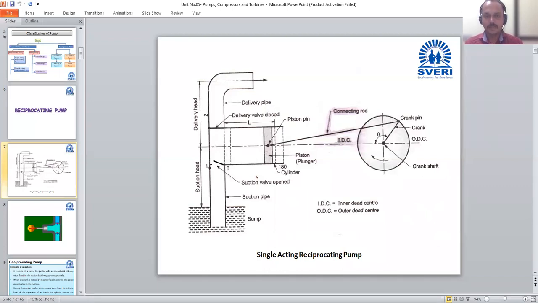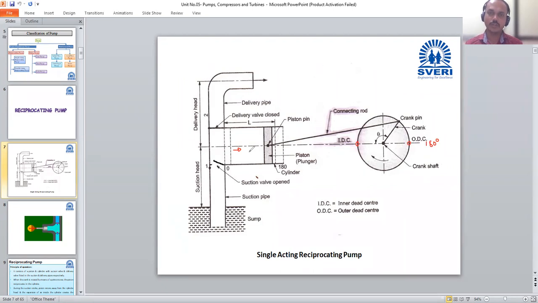Then we start from the first. So at this point, when the crank pin is at this point, the piston is at inner dead center. When the crank starts moving from this point to the outer dead center, or this 180 degree, the piston moves in the backward direction, and at 180 it reaches the outer dead center.